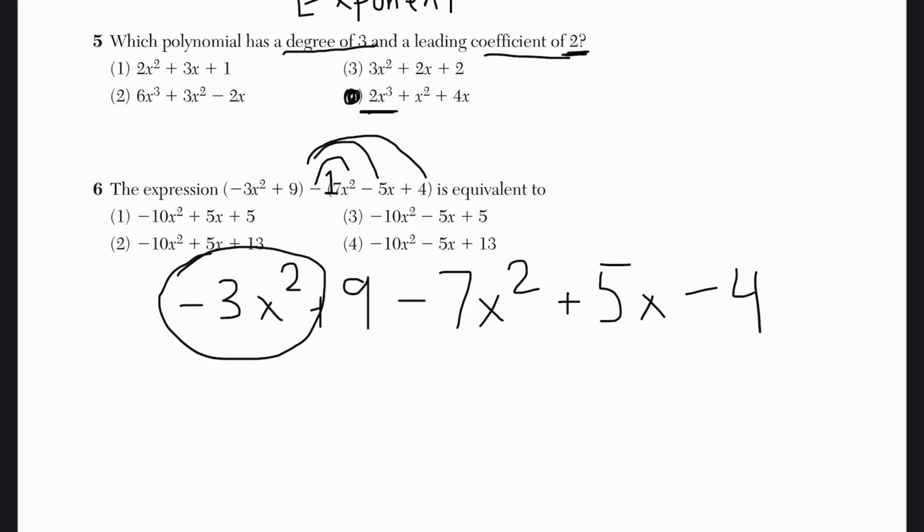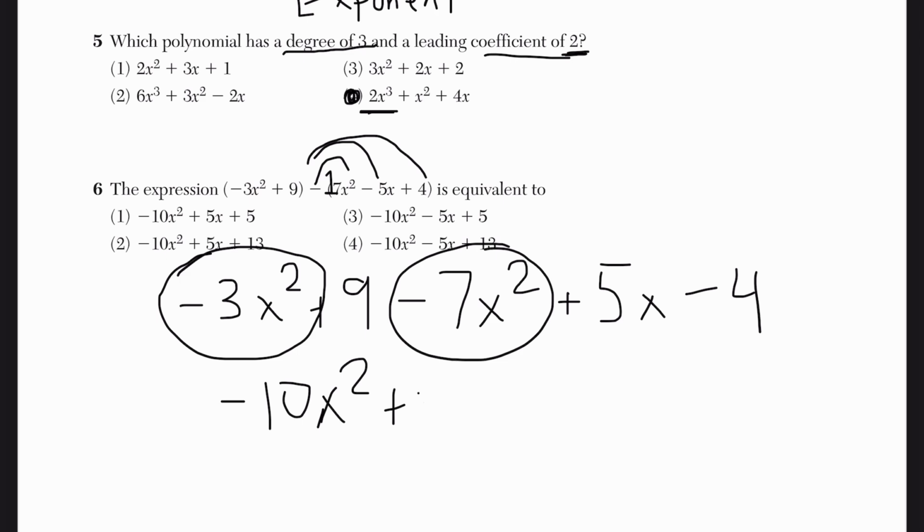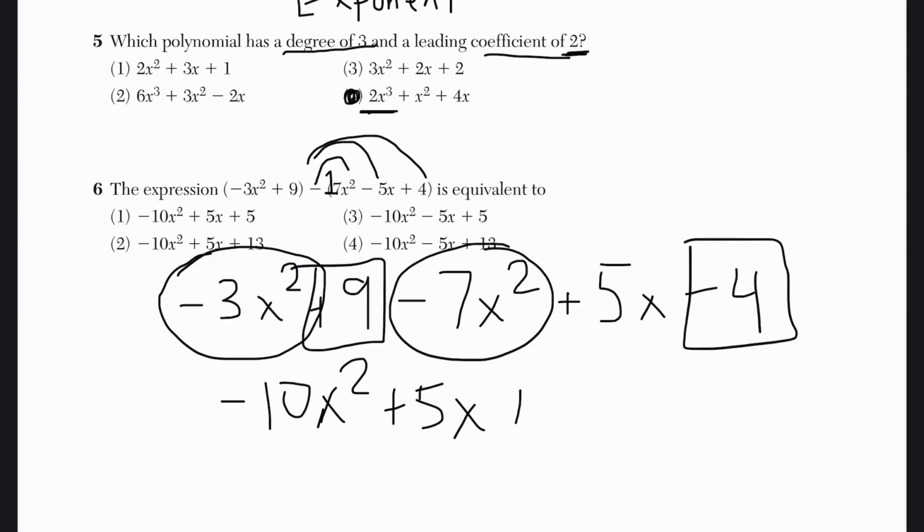Then you can just combine your like terms. So you got negative 3x squared and negative 7x squared. It's going to make negative 10x squared. 5x doesn't have a like term. And then positive 9 and negative 4. That's going to make positive 5. So we're looking at, where are we? Answer choice 1.